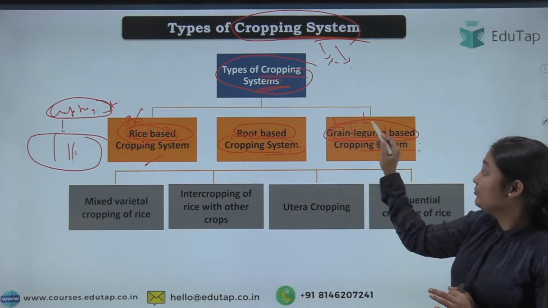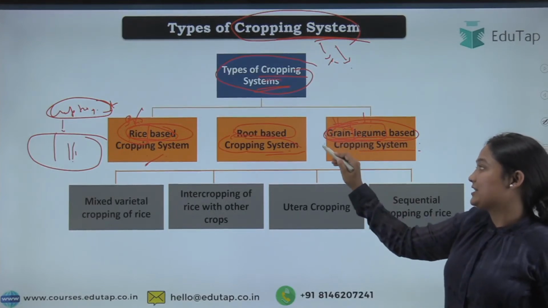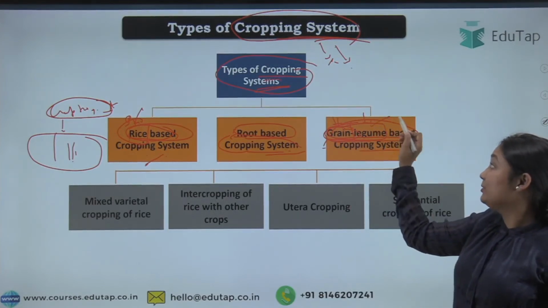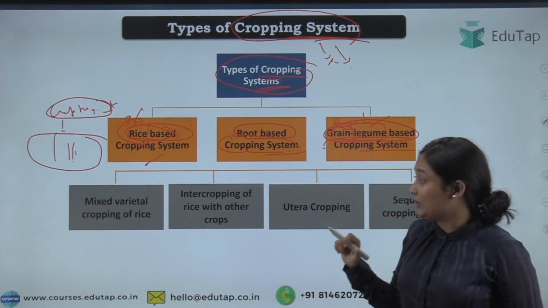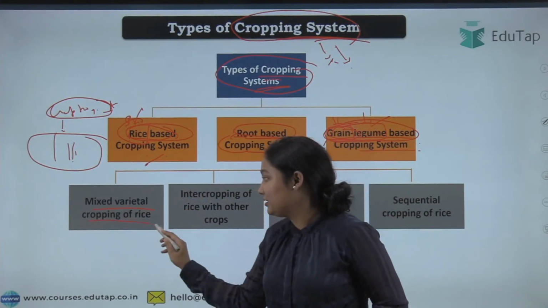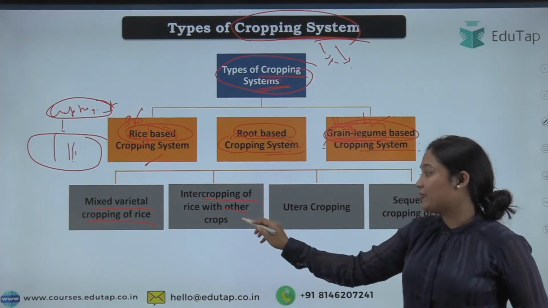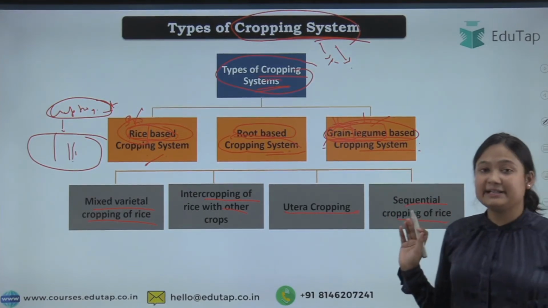But in a grain legume, we give equal importance to grain and legume. See, grains are your exhaustive crop. They take nutrients, and legume replenishes the nitrogen and other nutrients that are needed by your field. Okay, so based on that, rice-based system can be mixed varietal cropping of rice, intercropping of rice with other crops, relay cropping, and sequential cropping of rice.